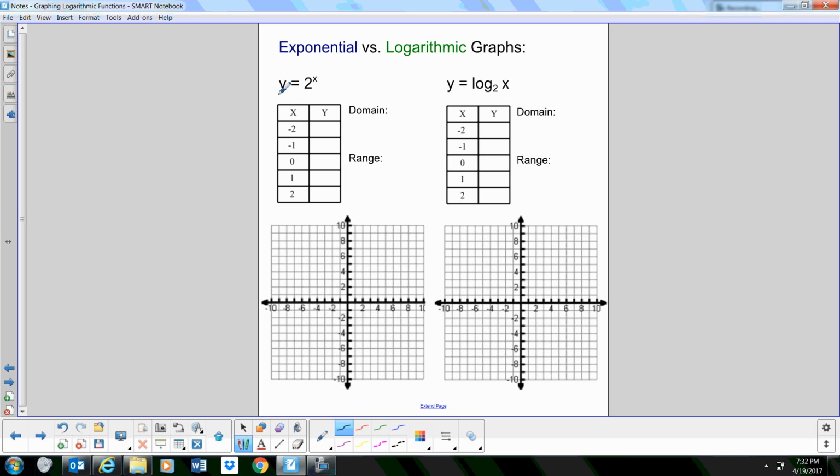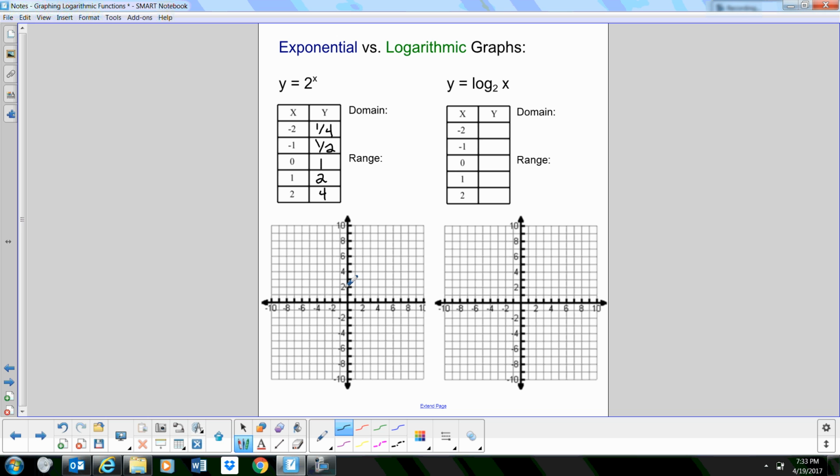Okay, so we're going to start off with the exponential function y equals 2 to the x. Well, let's go ahead and make a table of values. So when I plug in -2, 2 to the -2nd is going to give me 1/4. 2 to the -1st is going to give me 1/2. 2 to the 0 gives me 1. 2 to the 1st gives me 2, and 2 to the 2nd gives me 4. So I've got a table of values.